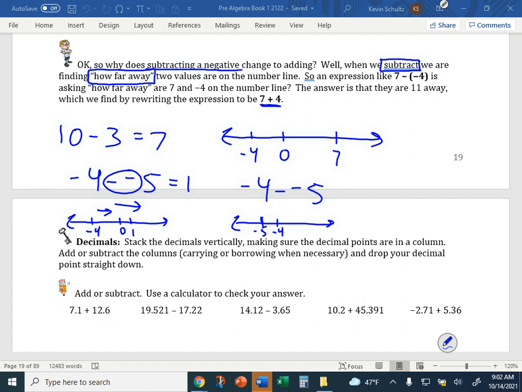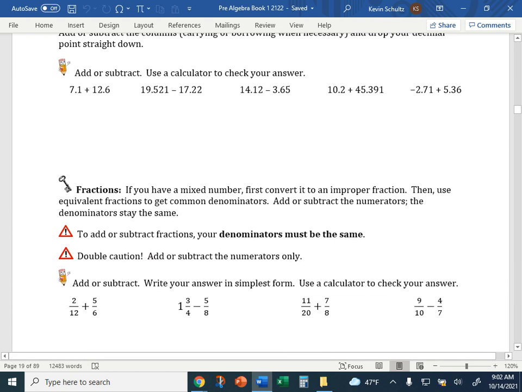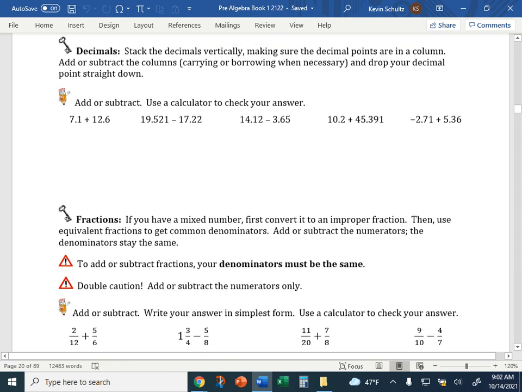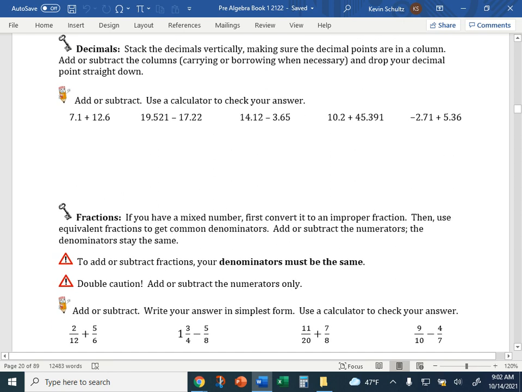Any other questions on adding and subtracting integers before we get to decimals? Decimals is almost easier, right? It's a very much more straightforward method here. What's our method? I only gave you 5 to practice on. What's our method for adding and subtracting decimals?